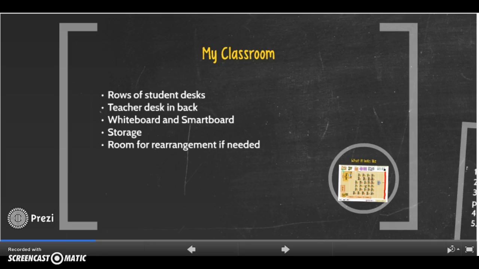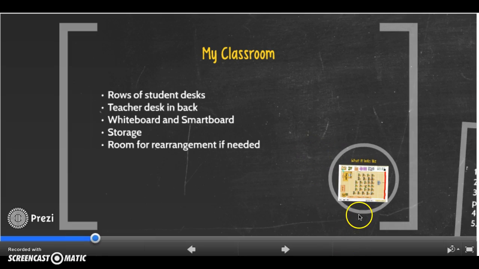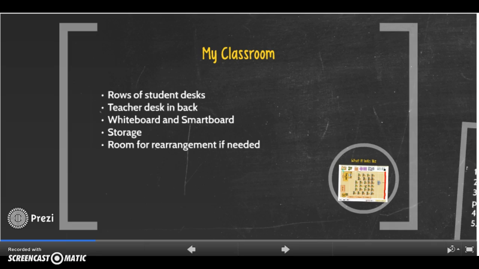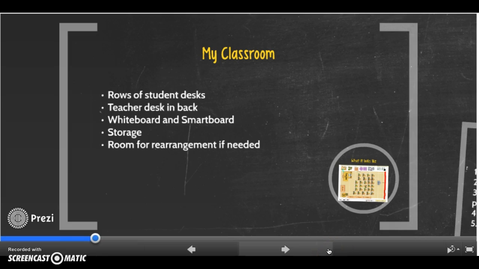I also gave a lot of storage in my room because at the high school level you have textbooks, you have student papers, you have a whole bunch of things that you need to keep in storage. And there's always room for rearrangement if needed in the classroom. The desks are not permanently placed there. You can always change them for a lesson and make sure they're put back together for the next class. You don't have to keep them there all the time.